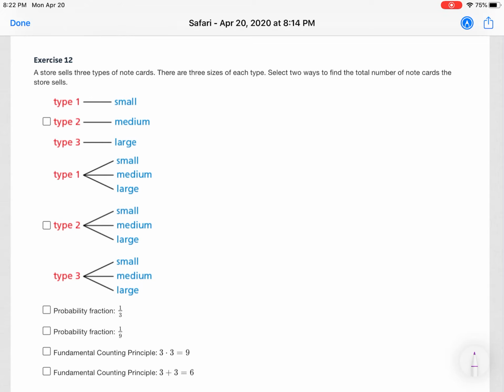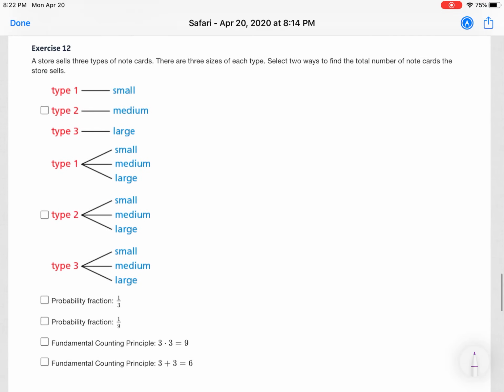Number 12 says a store sells 3 types of note cards. There are 3 sizes of each type. Select 2 ways to find the total number of note cards that the store sells. So we could either do a tree diagram or the fundamental counting principle. So you should have 2 correct answers here. Oh, sorry, that does not look pretty. So 2 correct answers. One will be a tree diagram and the other will be a fundamental counting principle.